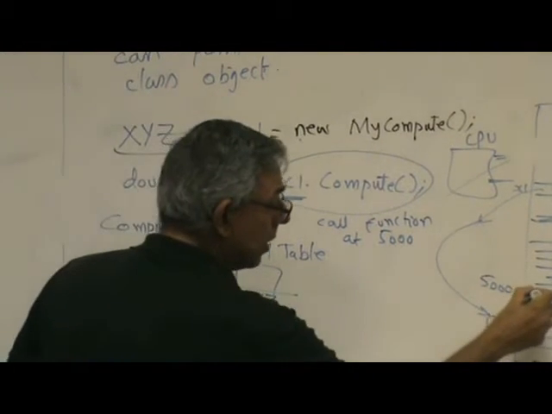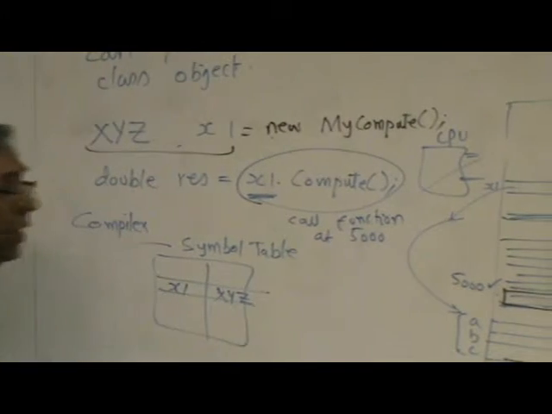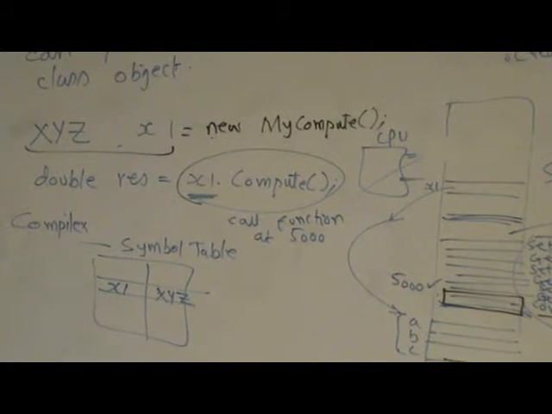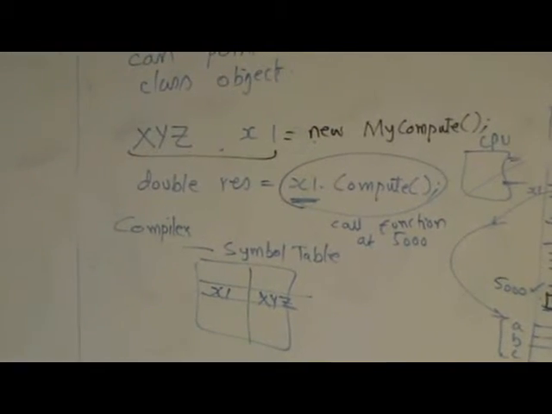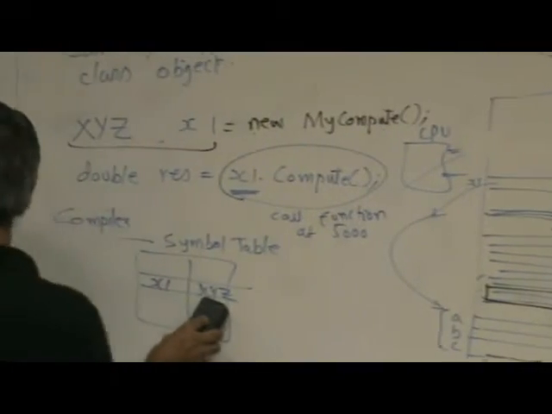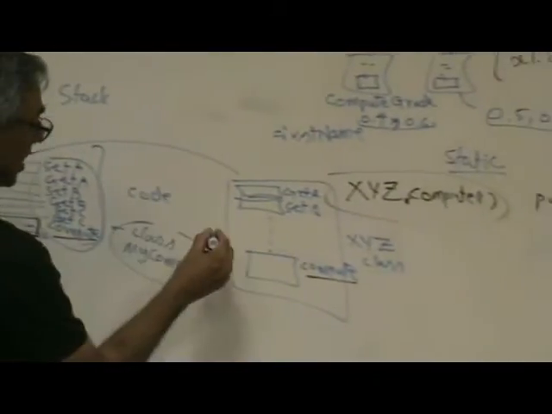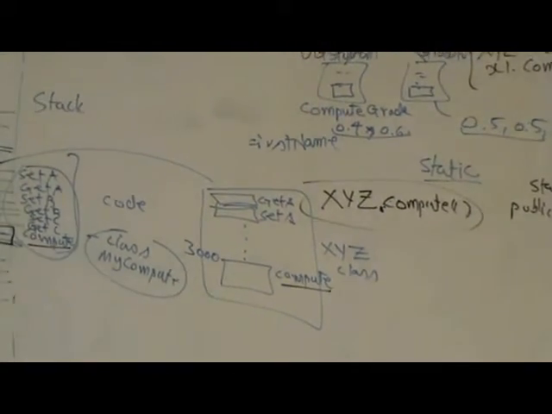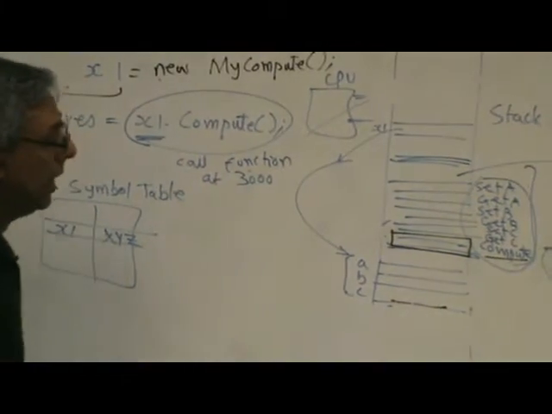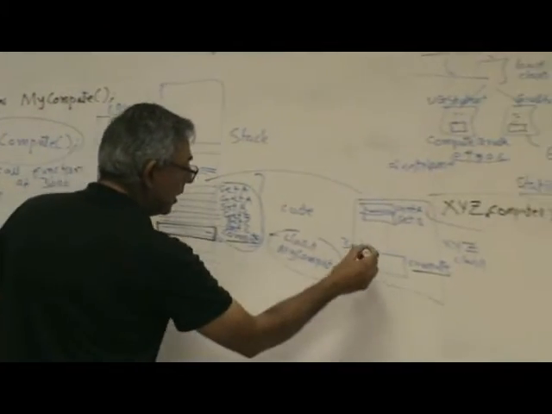So that's how it will be able to call this function. Okay, now is that... sorry, it will not call this function because this is XYZ and XYZ compute is over here. Let's pretend this is 3000. So it will say call function at 3000. Okay, so we'll end up calling this function over here in this example.